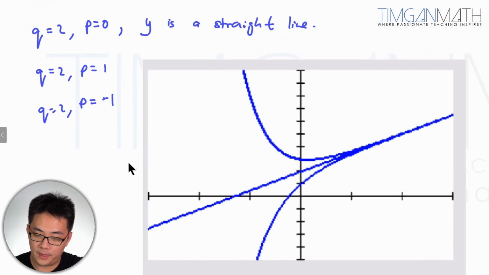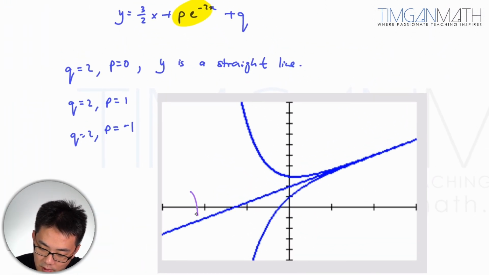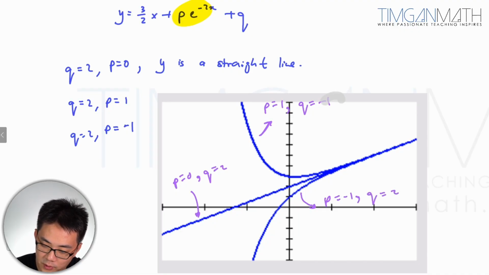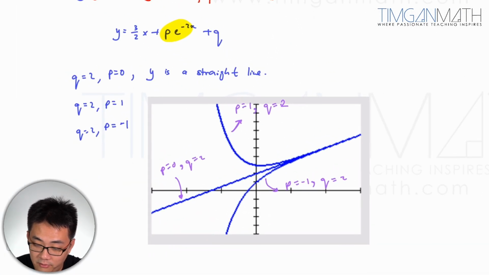This is when p is 0, q is 2. This is when p is 1, q is 2. And this is when p is negative 1 and q is 2. So this is a family of curves. Just write down all the values that you get, and sketch. That's about it.